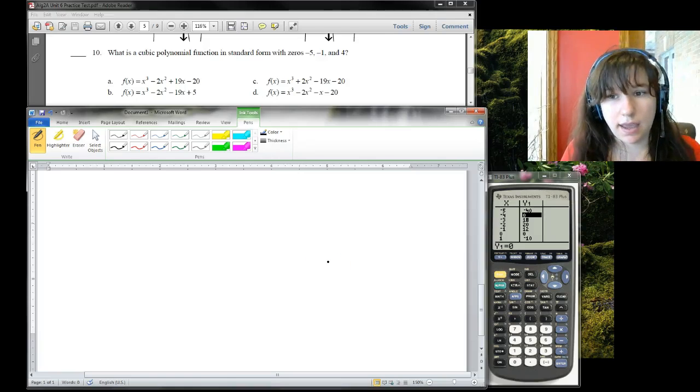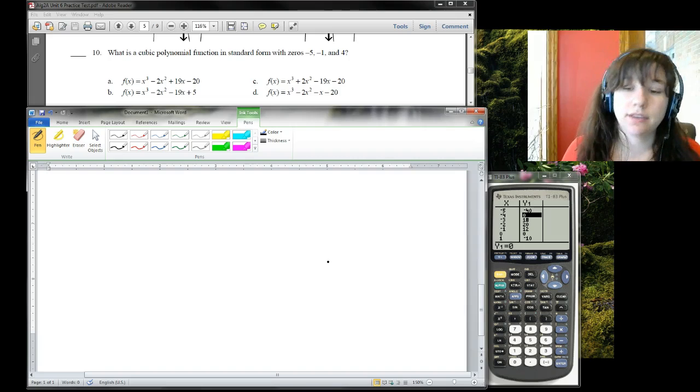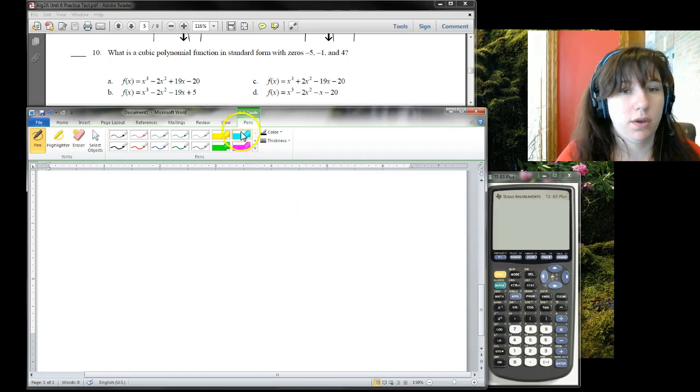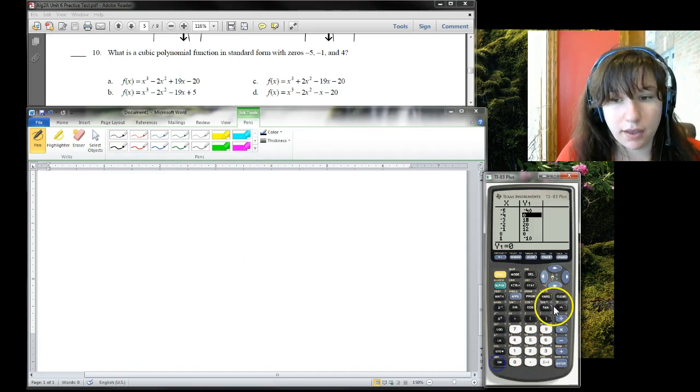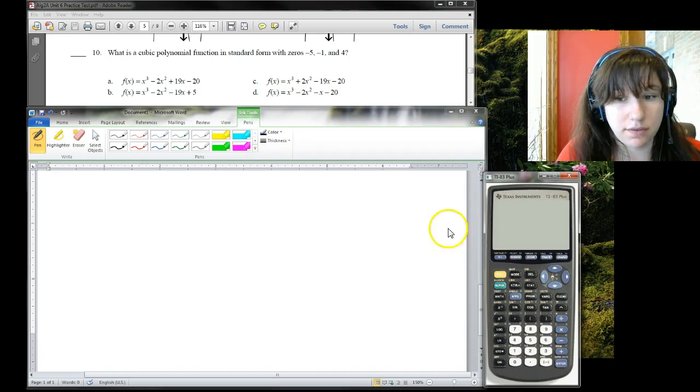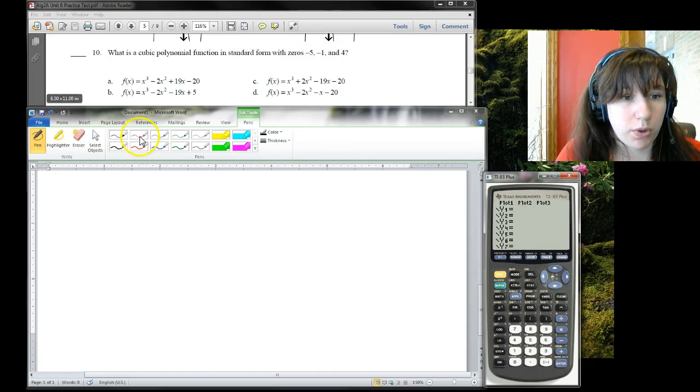Now number 9 gave us the equation and wanted us to find the zeros. Number 10 is going to give you the zeros. They want you to find the equation. So the kind of shortcut way to do this would be to go through A, B, C, and D and enter them into your y equals and see which one matches these points.